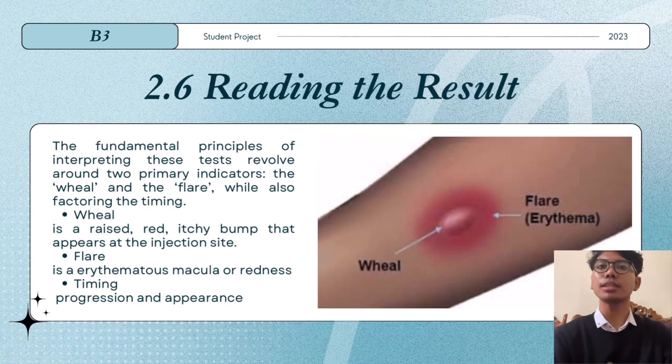A positive reaction typically presents as a larger, more pronounced wheal, while a negative reaction may have little to no visible wheal. In addition to the wheal, we should also observe the surrounding area for redness or a flare. A flare is an erythematous macula in which a larger flare may indicate a stronger reaction.